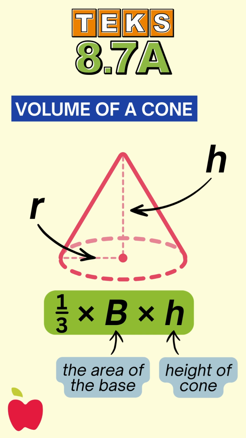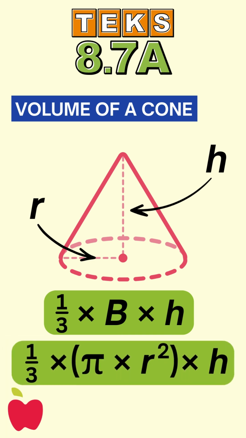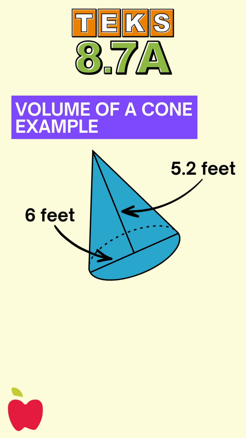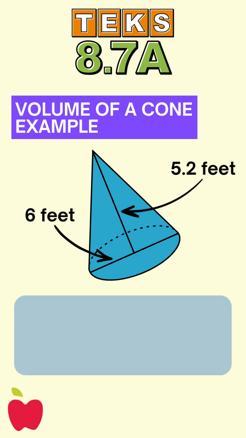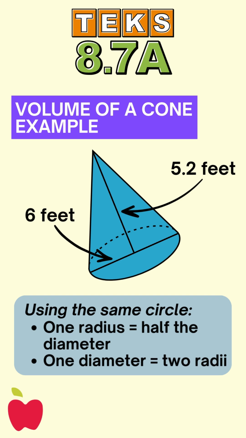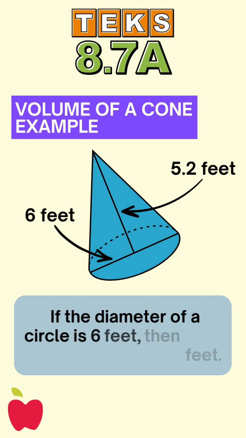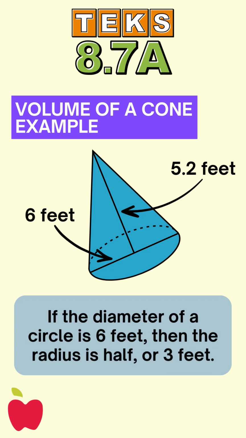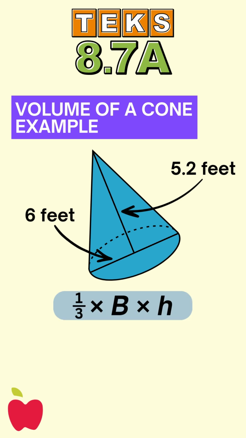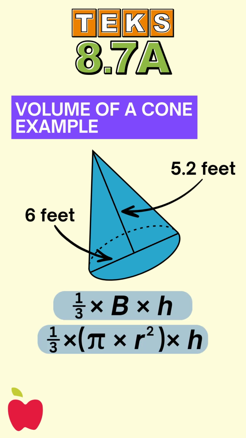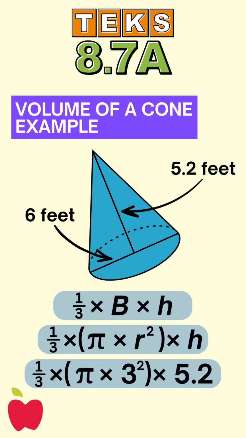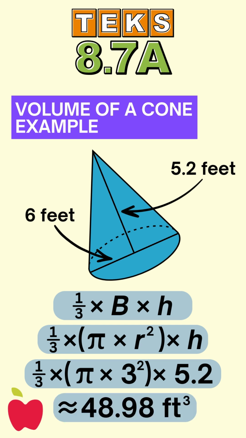Similar to a cylinder, we know the base of a cone is a circle, so capital B is equal to the area of a circle, pi times the radius squared. Let's calculate the volume of a cone with a diameter of 6 feet and a height of 5.2 feet. Now, before we start, let's quickly review the relationship between radius and diameter. The radius is half the length of the diameter. So if the diameter is 6 feet, the radius is half of that, 3 feet. Now that we know the radius, we can use the formula for the volume of a cone. By substituting the given values for the variables into the formula, we can calculate that the volume of the cone is approximately 48.98 cubic feet.